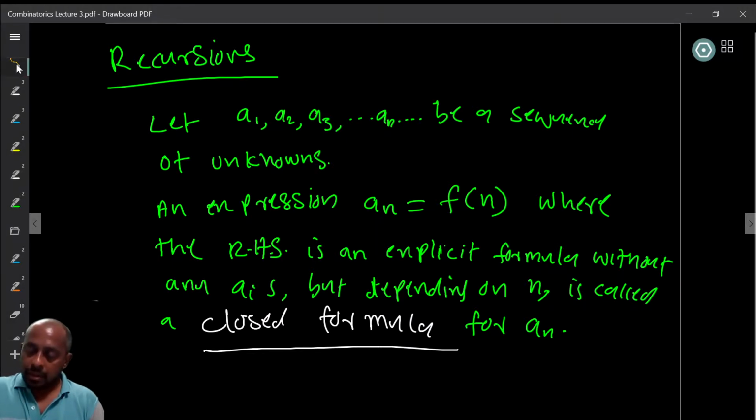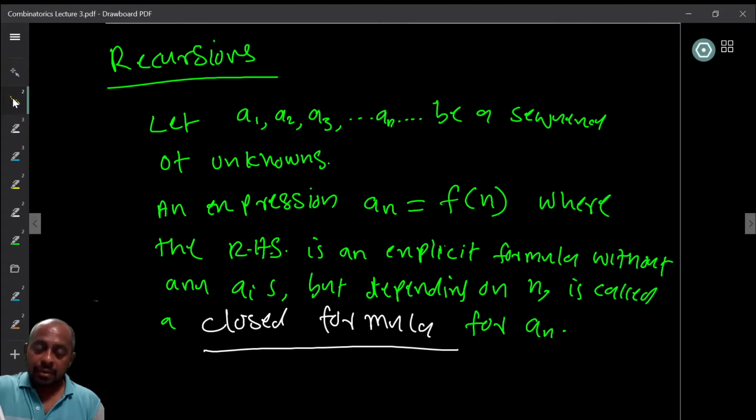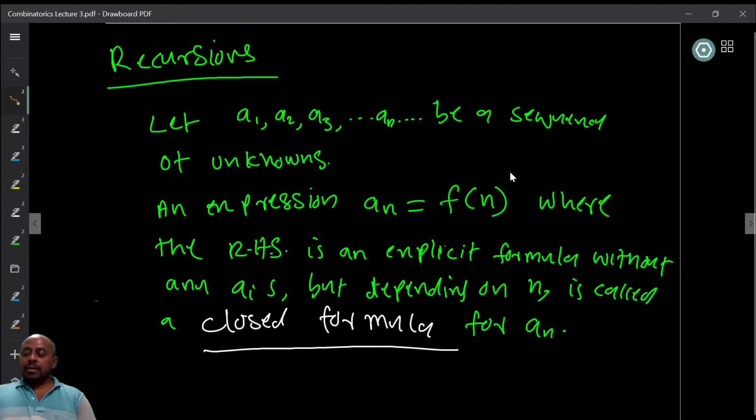does not depend on any of the a_i's, but it can depend on n. So if a_n is equal to f of n, where the right hand side is an explicit formula without depending on any of the unknowns, but it can depend on n, it is called a closed formula for a_n.